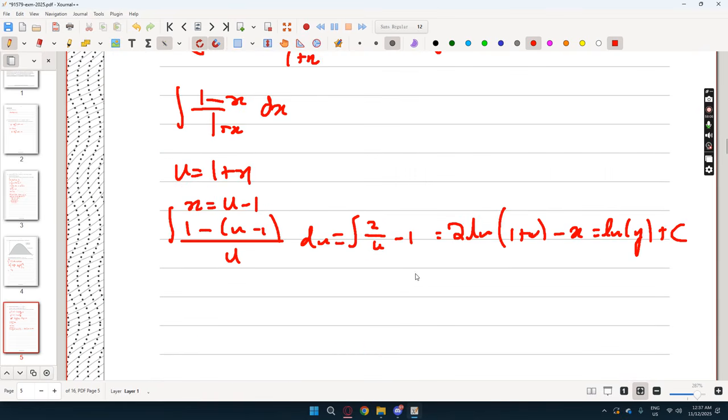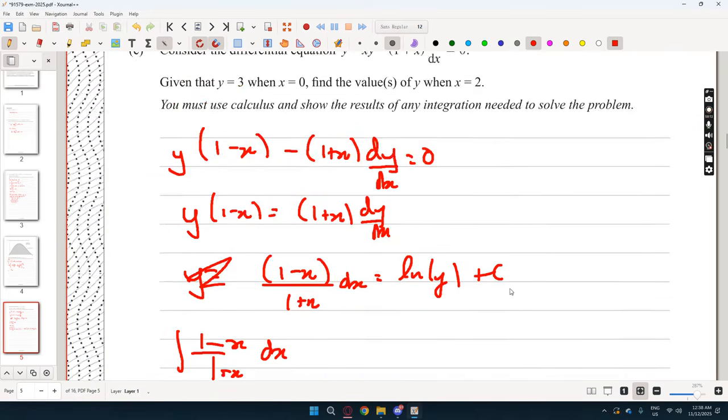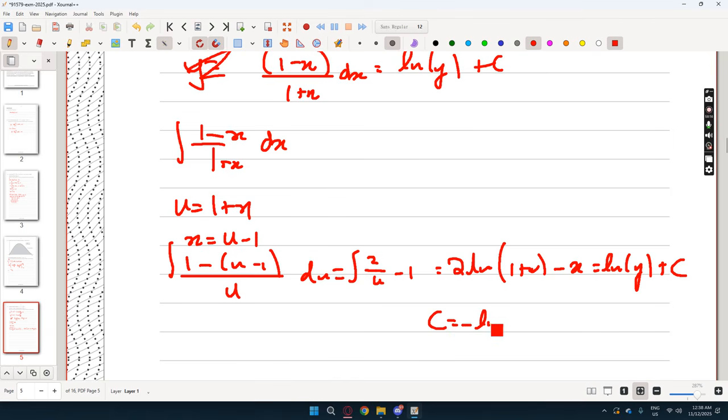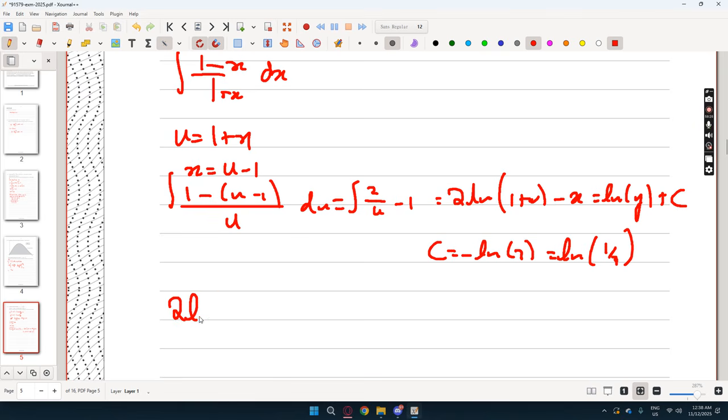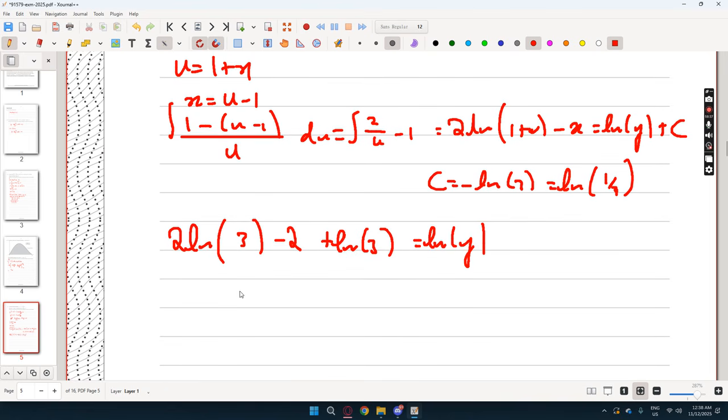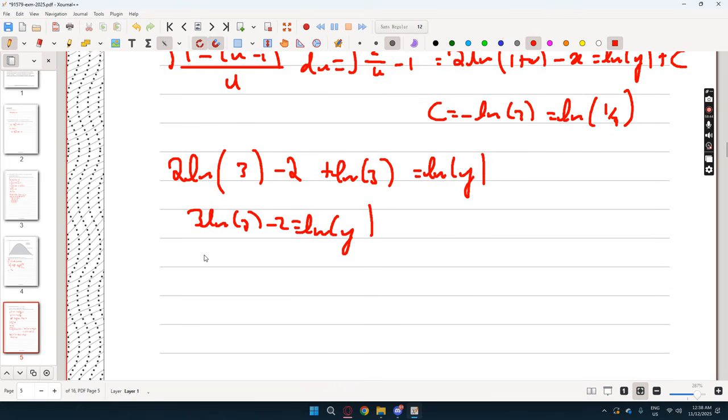y equals 3 and x equals 0. So x equals 0, ln of 1 is 0, x equaling 0, so all that's 0, so ln 3, so c equals minus ln 3, should equal ln of a third. Values of y when x equals 2, so 2 ln 3 minus 2 plus ln 3 equals ln y. So 3 ln 3 minus 2 equals ln y. So ln 27 minus 2 equals ln y.